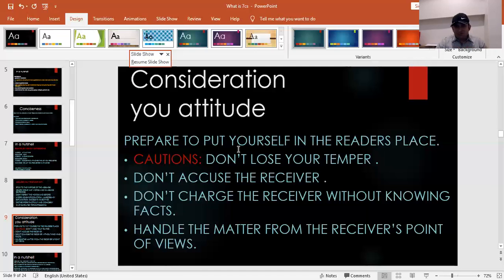Now let's see how. There are some cautions. Number one, don't lose your temper when you are giving a message. Suppose the receiver is not listening to you, or is not giving you a good impression, or is not giving you good signs. What would you do? Don't lose your temper, don't get angry. Number two, don't accuse the receiver. Never blame the receiver; praise them or say things that impress the receiver. Blaming the receiver means you have lost the receiver. So that's why don't accuse the receiver.